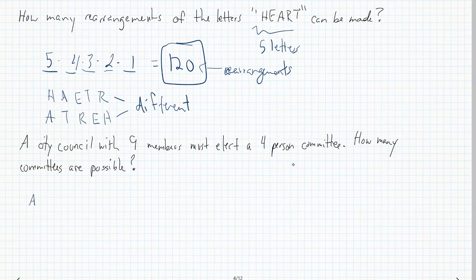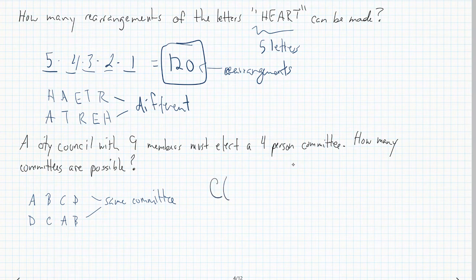Let's say there's 4 people, and let's say it's Abe, Becky, Charlize, and DeWitt. Okay, so is that going to be any different than if we selected in the order DeWitt, Charlize, Abe, and Becky? Well, notice these would be the same committee, right? Because it's the same 4 people on the committee. There's no rank or anything like that. So that means this is a combination.